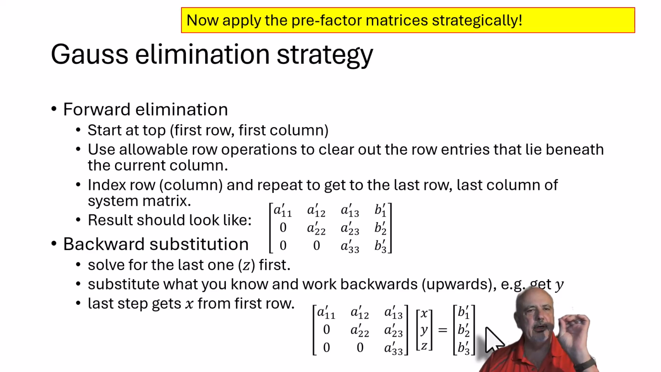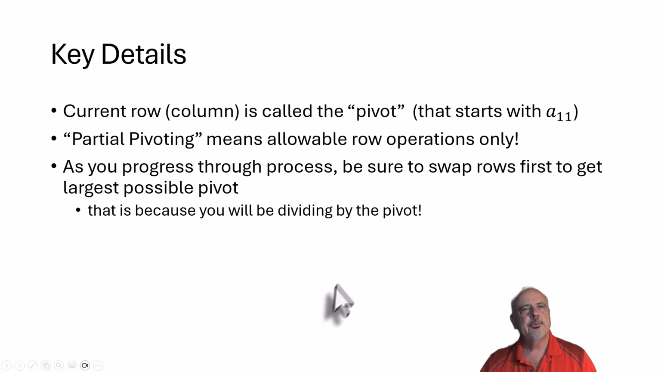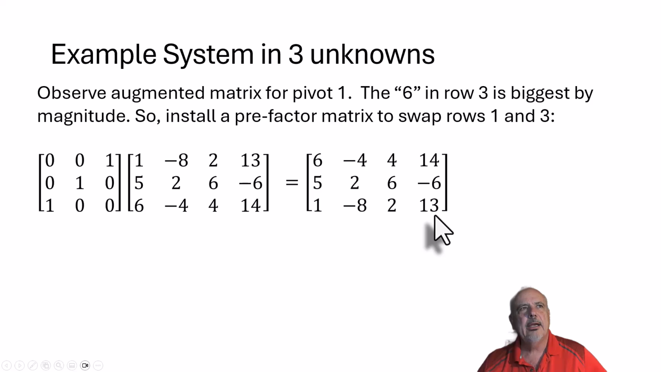So we want to figure out how to do these prefactors in a strategic way. And this is when we come to find out about what's called a quote unquote pivot, and then we're going to figure out what partial pivoting means as we go, and why we do it like that. Okay, so we're going to take our example system that we've been dealing with, and write it as the augmented matrix.